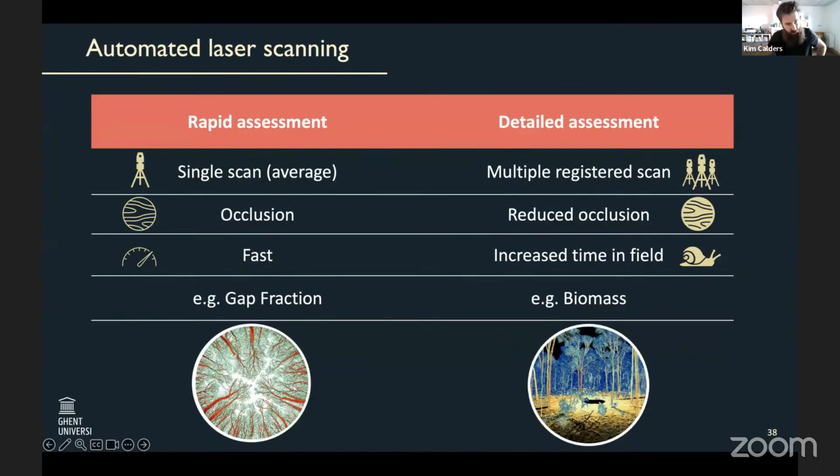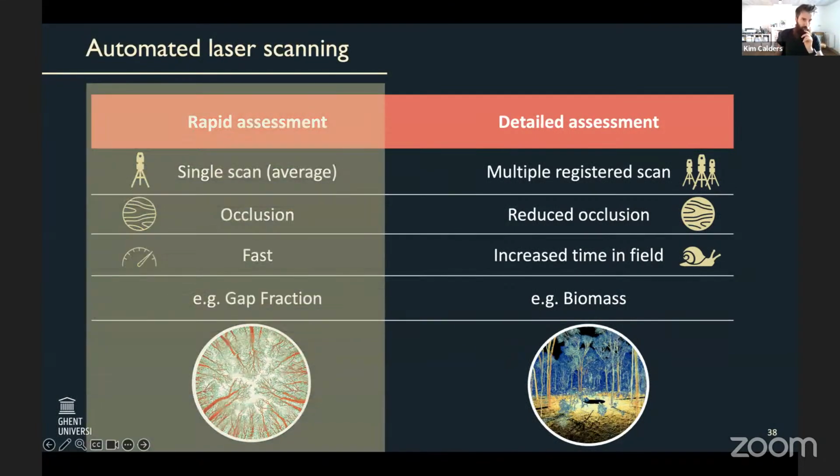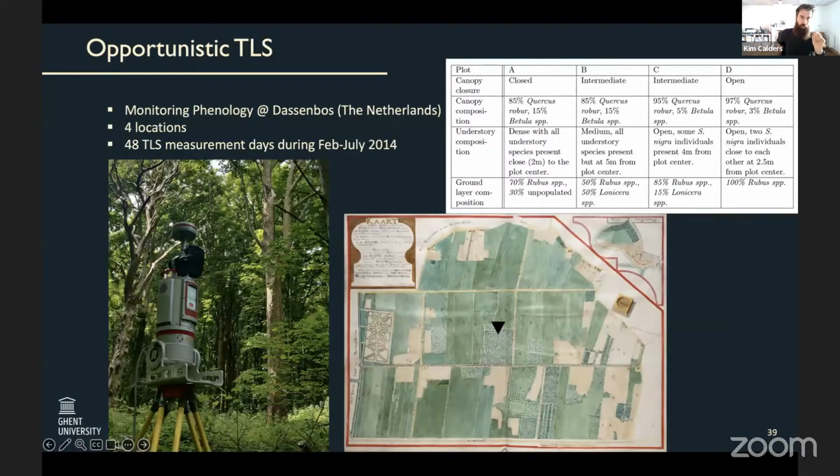So that was a bit the section about the detailed assessment. I want to now talk a little bit about this rapid assessment that I talked about. With this rapid assessment, we just take a single scan in a location and we analyze the gap fraction using methods that were developed by David Jupp from the 2009 paper, but I'll illustrate this in the next couple of slides.